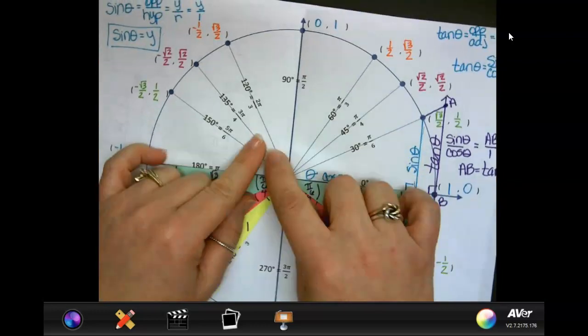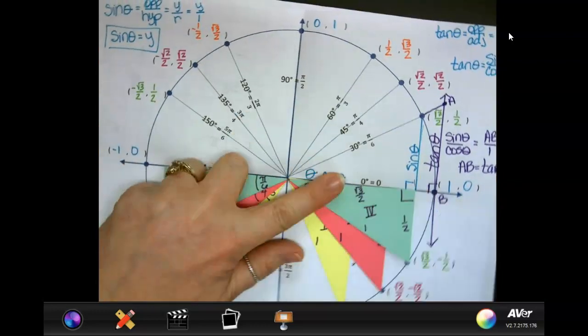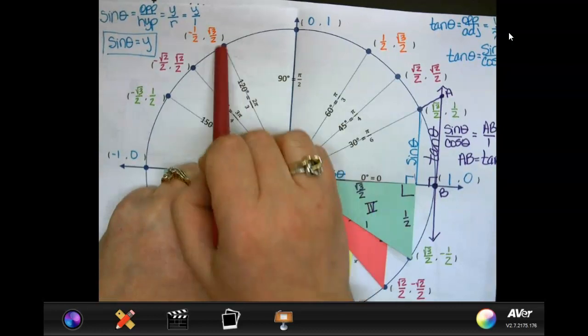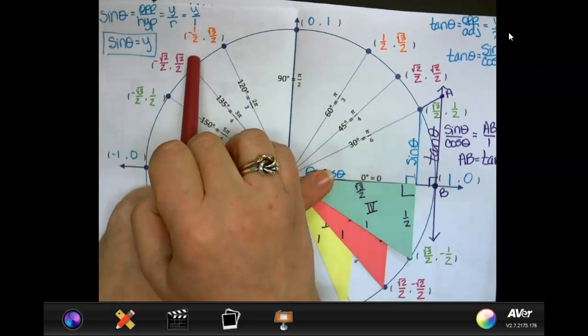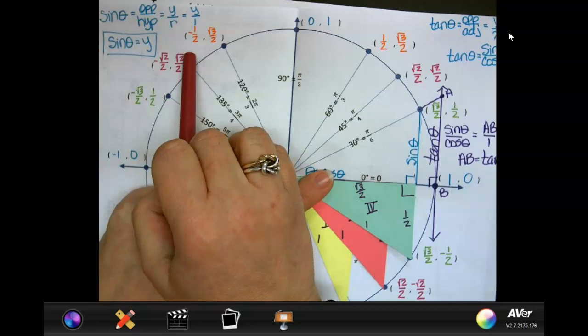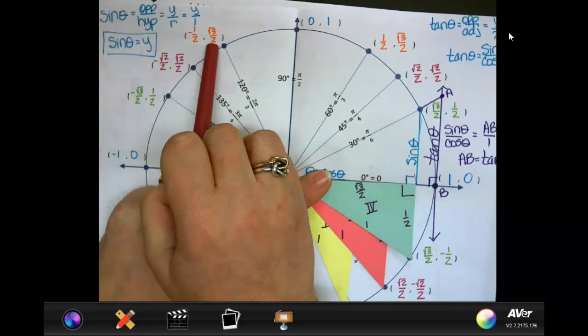Negative 1/2, because look, here's 2 pi thirds. Here's my ordered pair. The cosine value is the x value, so it's negative 1/2. Make sense? What is the sine of 2 pi thirds? Square root of 3 over 2, right?